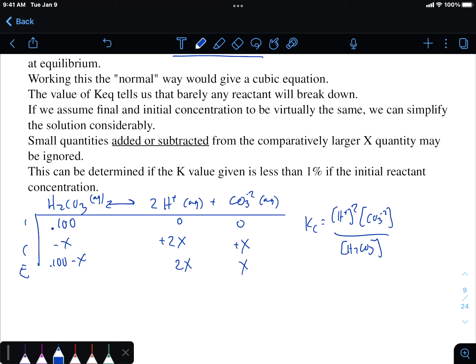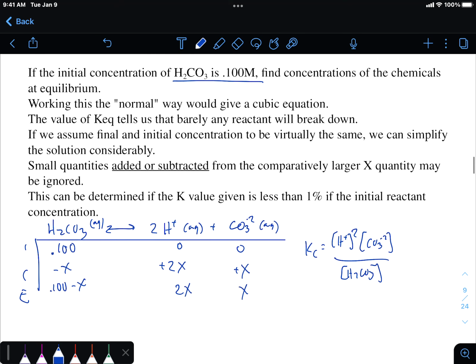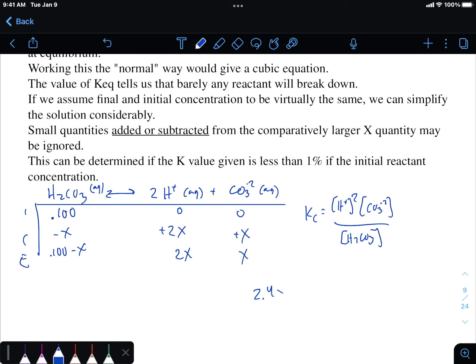Okay, and now I substitute. The value of Kc was that crazy 2.4 times 10 to the minus 17. And the concentration of H plus is 2x, quantity squared, times x over 0.1 minus x. Okay, so here's the thing.